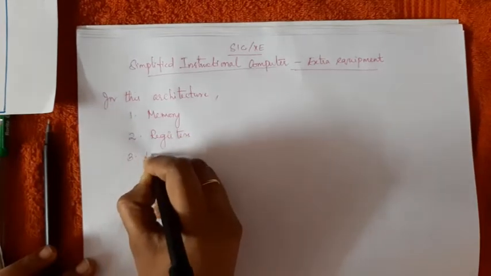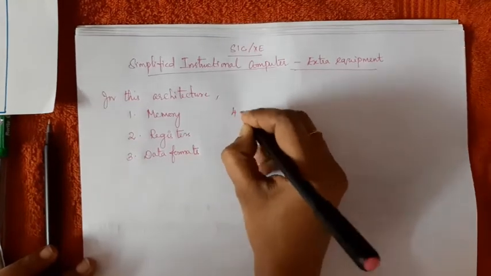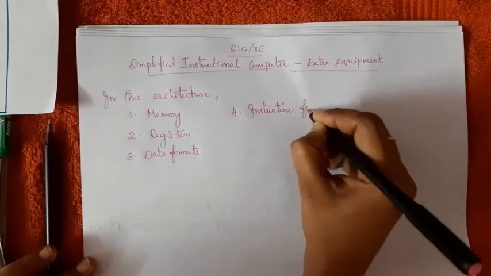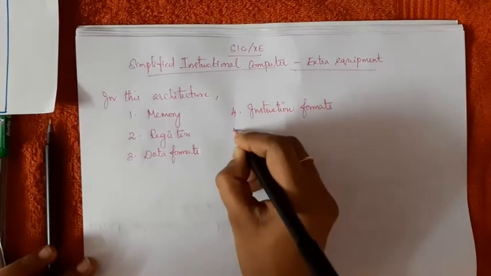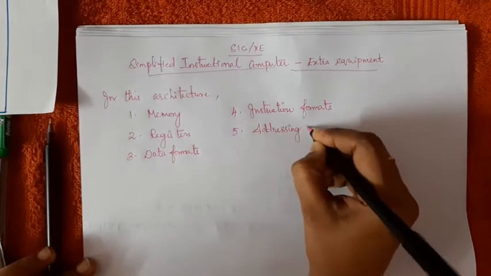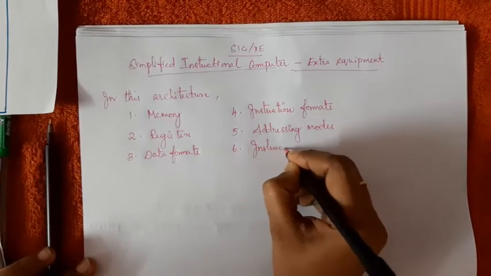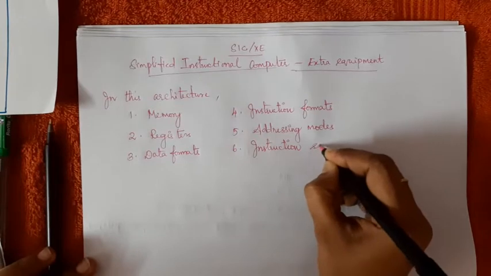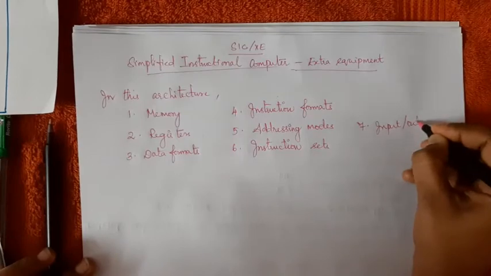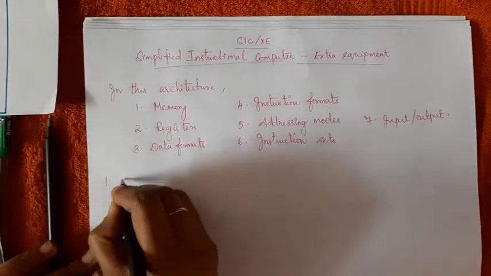registers, data formats, instruction formats, addressing modes, instruction sets, and the 7th one is input and output. Okay, so now we'll start with memory.